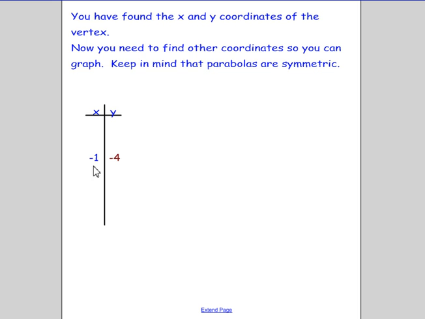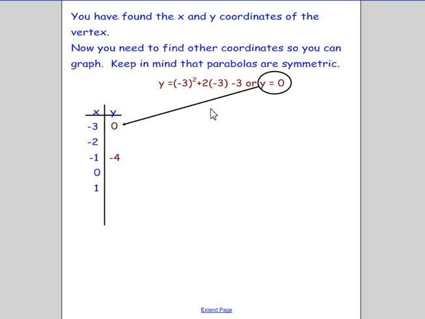So we're going to find some points to the left of negative 1, which we could use negative 2 and negative 3, and to the right of negative 1, so we use 0 and 1. Just as we did for the negative 1, we're going to plug negative 3, negative 2, 0, and 1 back into that function. If we plug in negative 3 and simplify, we get y is equal to 0. And we plug that back into our table of values.